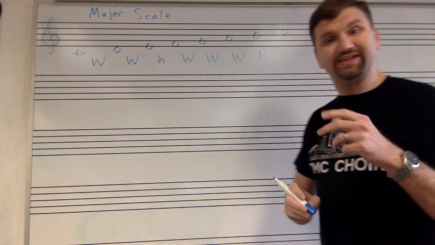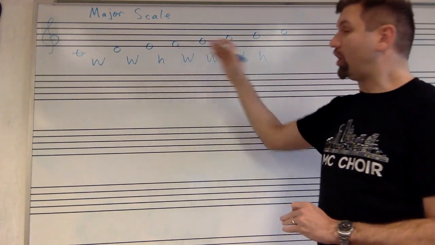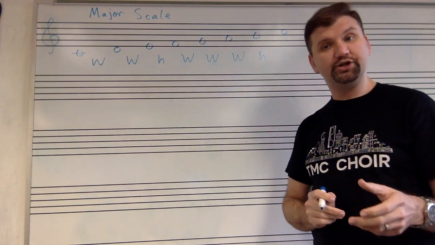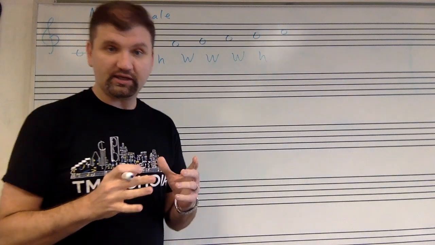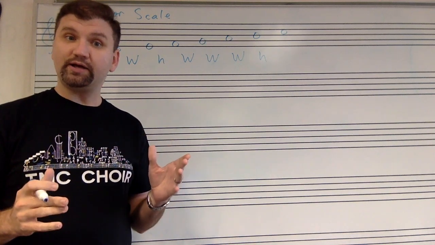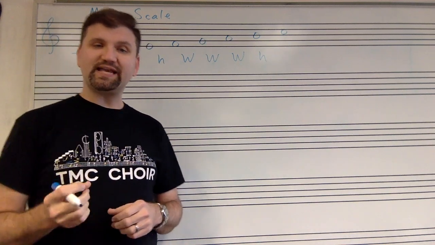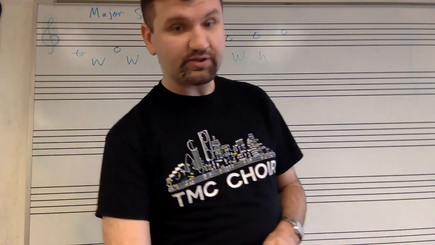Now if we start the diatonic major scale on C, we have all natural notes, which is what makes the C major scale unique. But we could start that same pattern anywhere else, and it would still sound similar to C major. For example, here's C major.